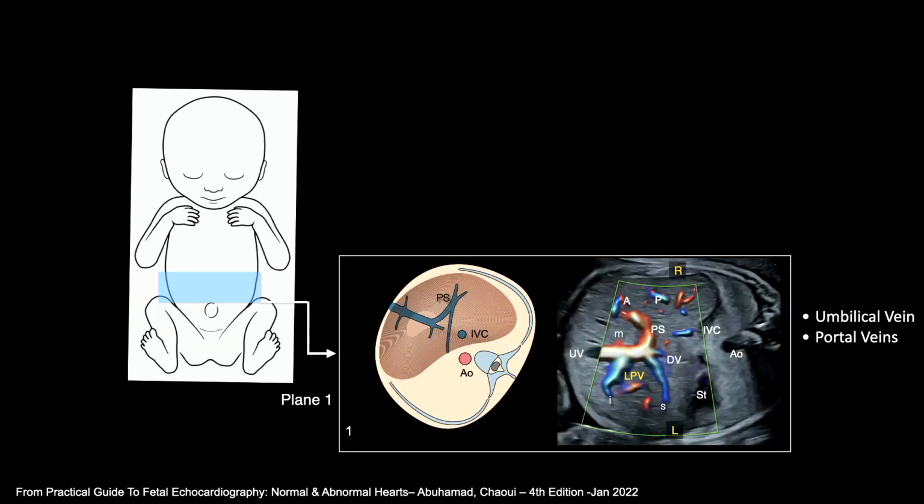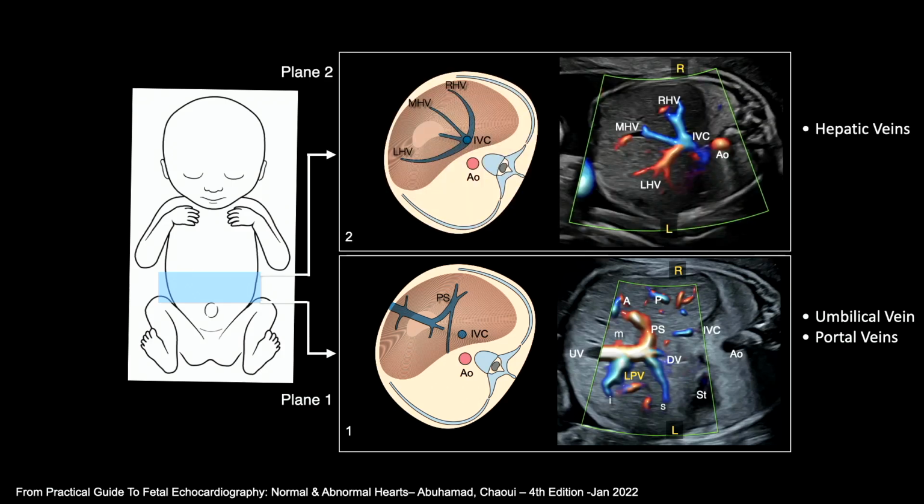So if you look at this in a schematic drawing, this plane at the level of the umbilicus, where the umbilical vein comes in, shows you the portal venous system. Again, I'll go through those in a bit more detail. And this plane, which is a bit higher, is actually the hepatic drainage, right, middle, and left hepatics into the IVC.